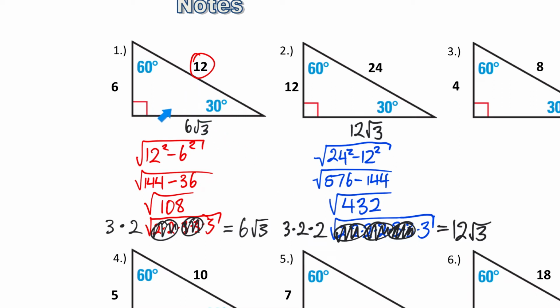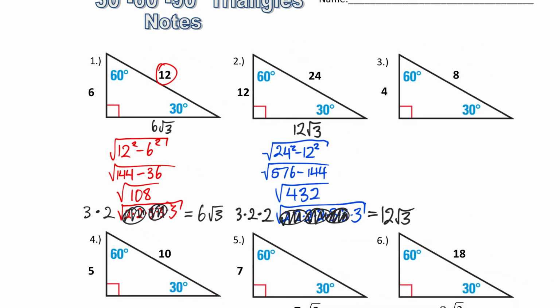Okay, so in 30, 60, 90, like we measured and saw, this shorter leg is always going to be half of the hypotenuse. 6 is half of 12, 12 is half of 24. It will always be like that. Now this number down here, how do you think this relates to the rest of them? The square root of 3. Okay, it's the shorter leg times the square root of 3. See how this is 6, this is 6 square root of 3, this is 12, this is 12 square root of 3. Again, that's not by coincidence. It will always happen like that.